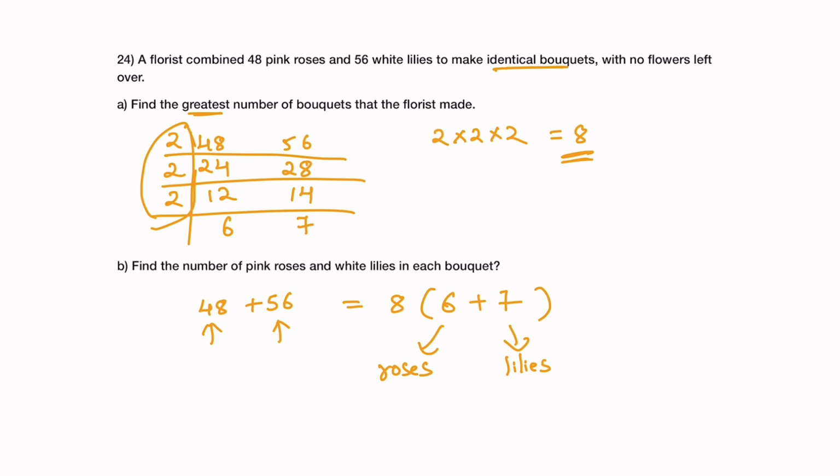It's done. Okay, so each bouquet will have 6 roses and 7 lilies. That's it. And it's done. And you get those numbers from here also. These numbers give you that answer as well. Easy, right? Ready for the next one?